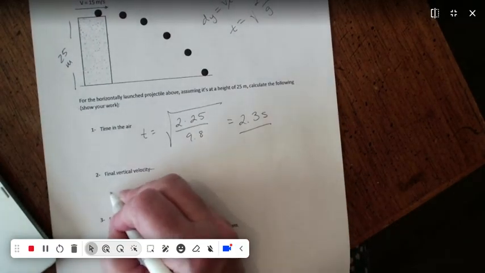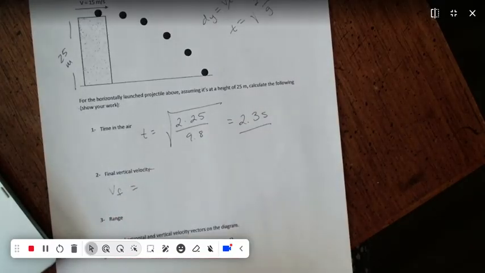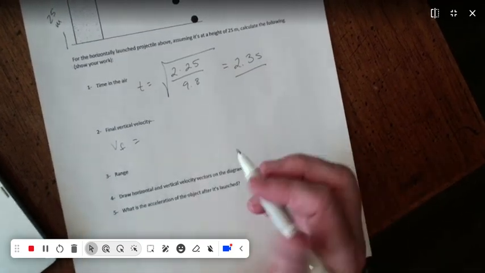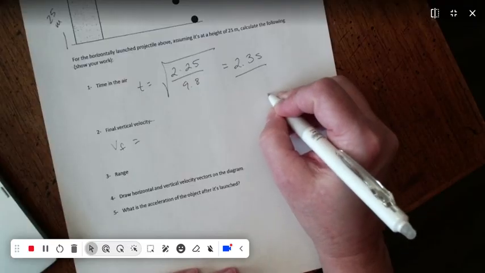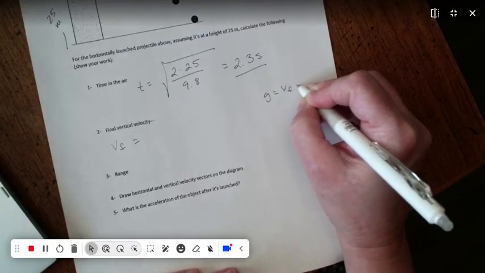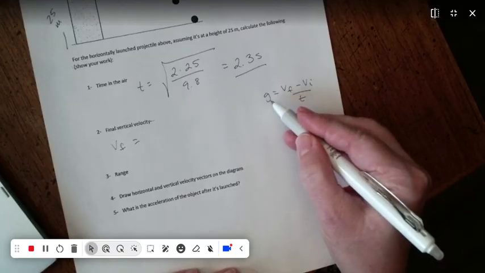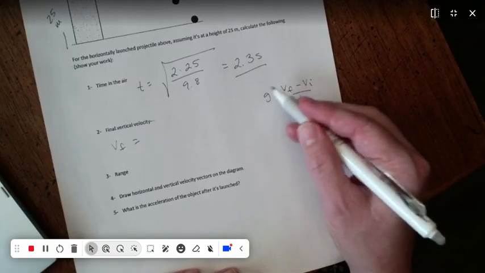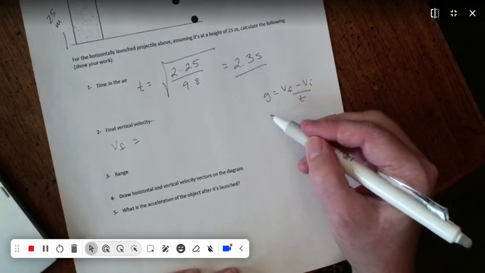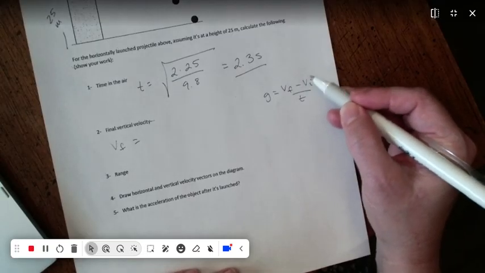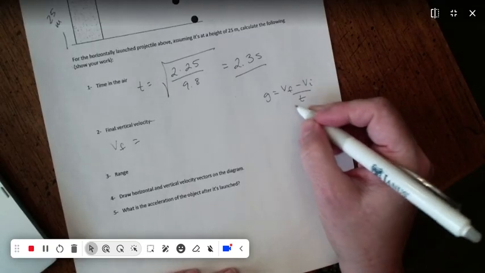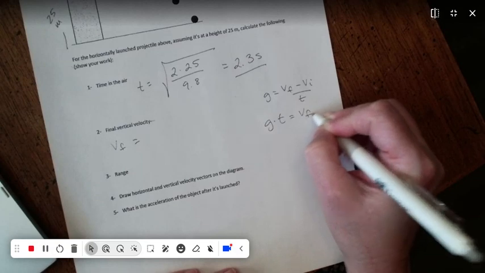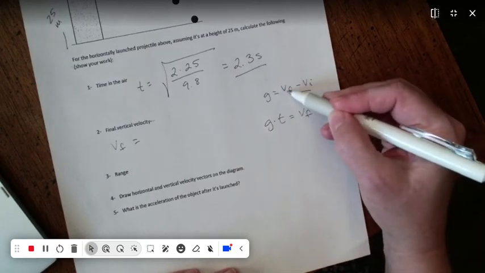To get our final vertical velocity, what we do here is we use another one of our equations. We're really using this one. This is our acceleration equals final velocity minus initial divided by time. I'm using g here because this is an object in free fall, so that's the acceleration it's going to have. This is 0 because we're starting from rest. So in order to get my final vertical velocity, I'm going to end up with g times t. I'm just solving this for final vertical velocity.